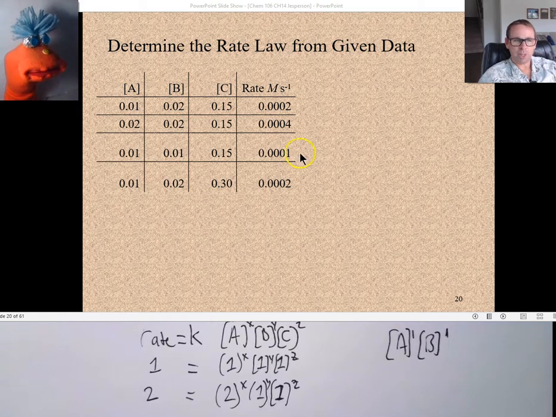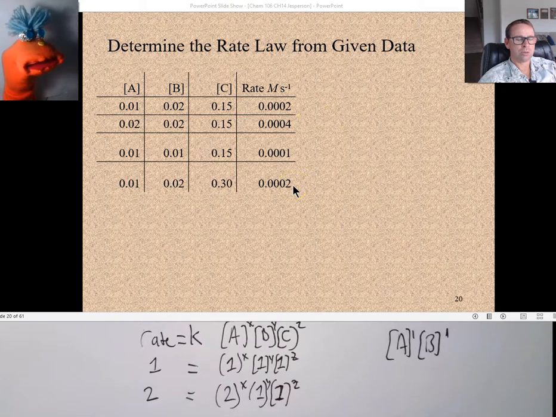Same thing for B. All right, now what two reactions can help us out with C? The first one and the fourth one? That's right, because the concentration of A is the same, the concentration of B is the same, and the concentration of C doubles. So what do we see? When we double the concentration of C, how does the rate change?